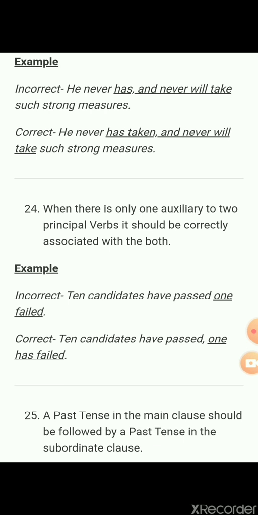Rule number 25: a past tense in the main clause should be followed by a past tense in the subordinate clause. Very simple. I will give you the example as well. If there are two clauses in a sentence and the first clause is in past tense, it should be followed by the past tense only. It doesn't mean that the first segment of the sentence is in past tense and the second you can make present tense. It's wrong against the grammar rule. Just look at the example.